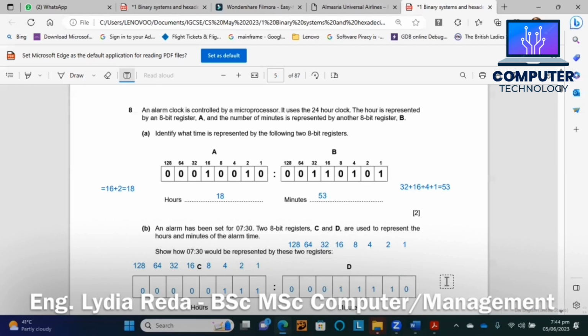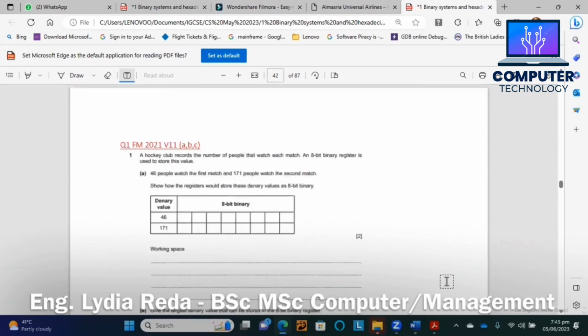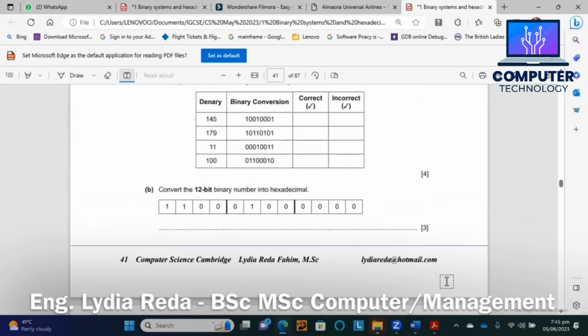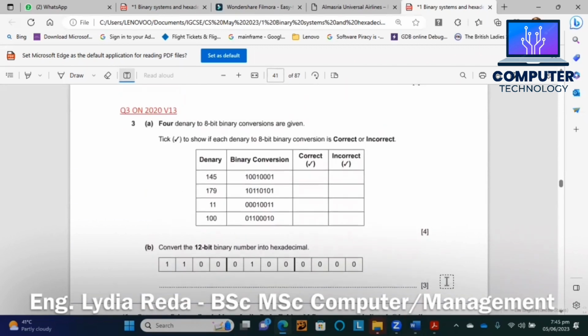It is that easy. Okay, let's go to another one before we leave. Let's go to one of the latest. As we can see, this question is October/November 2020, so it's one of the latest here. Four denary to 8-bit binary conversions are given. Show if each denary to 8-bit binary conversion is correct or incorrect.